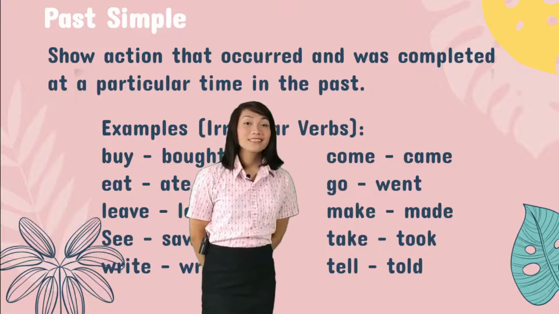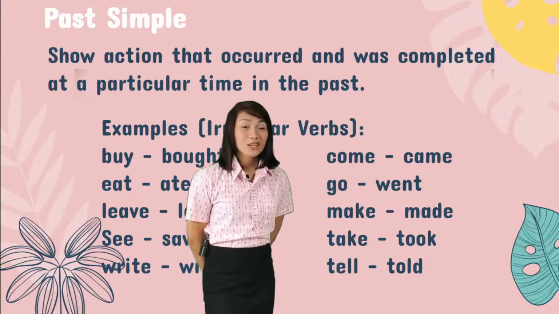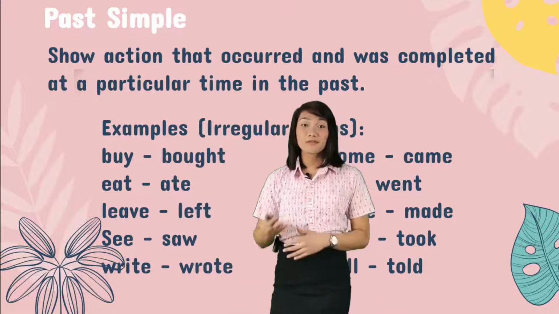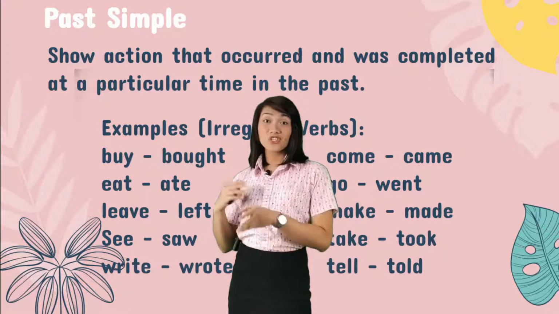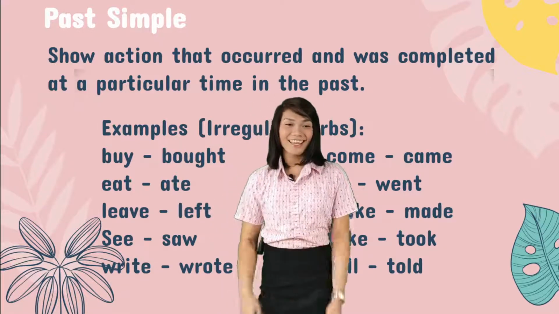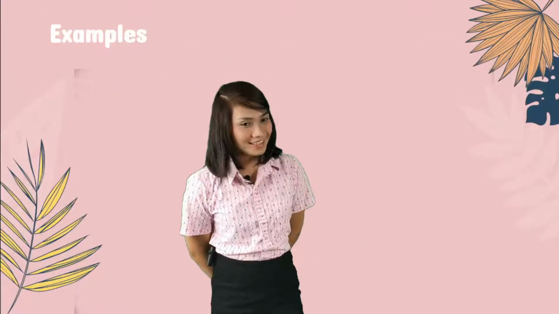And last would be tell. All right, so the past form of tell is told. So these are examples, or common examples, of irregular verbs. Again, irregular verbs are verbs that we change into past form, and we also change the spelling. Okay, now let's move on to some examples.